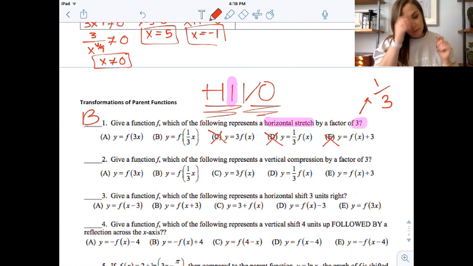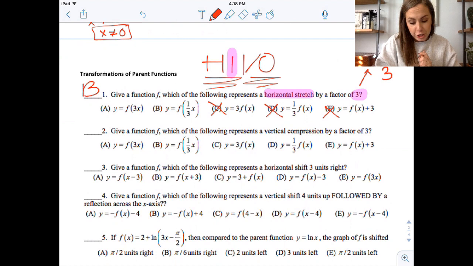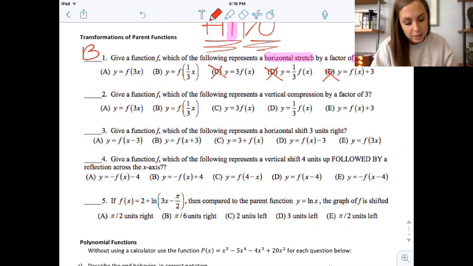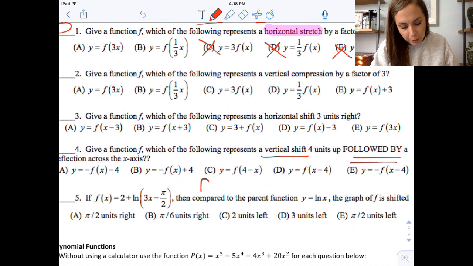Now, an interesting one that a lot of people I think will miss would be number 3. So number 3 says, given a function f, which of the following represents a vertical shift 4, followed by a reflection across the x-axis. And this is where order kind of matters. So a vertical shift of 4 would be f of x plus 4, right? It needs to be on the outside.